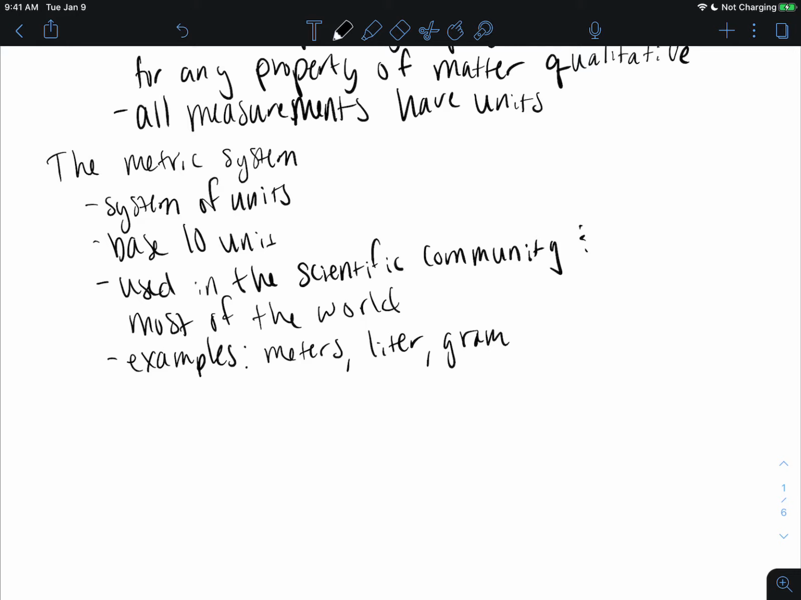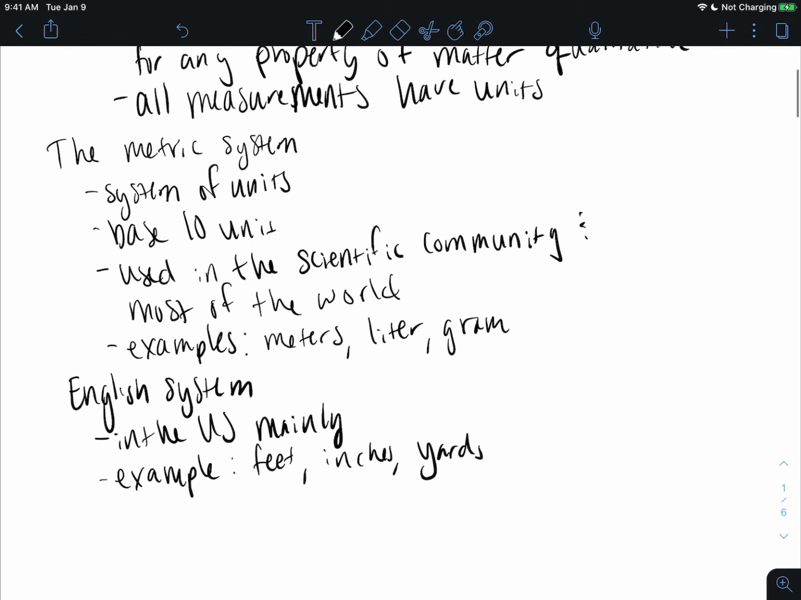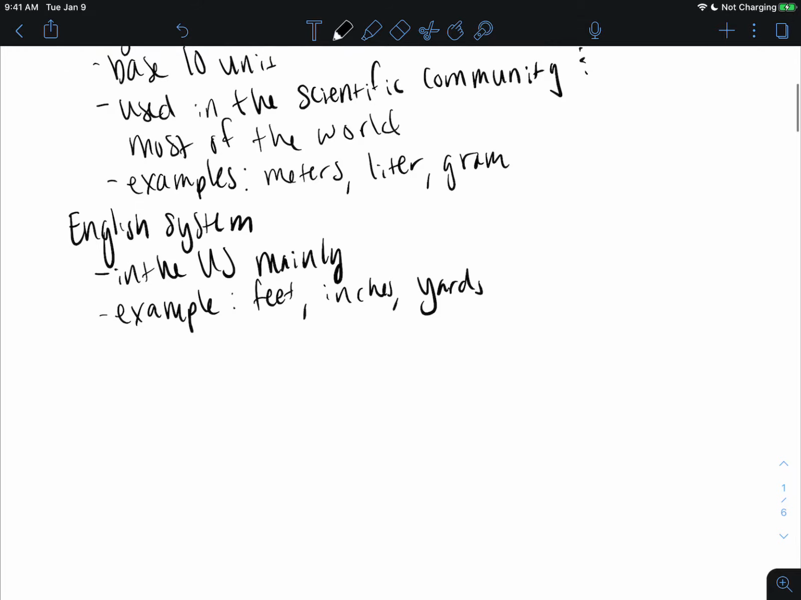Then we also have the English system, and this is going to be used in the US. This is going to include things like feet, inches, and yards. Okay. Pounds are another example, all sorts of different units within the English system. We are mostly in this class going to be focusing on the metric system, though we will look at converting between the English system and the metric system.